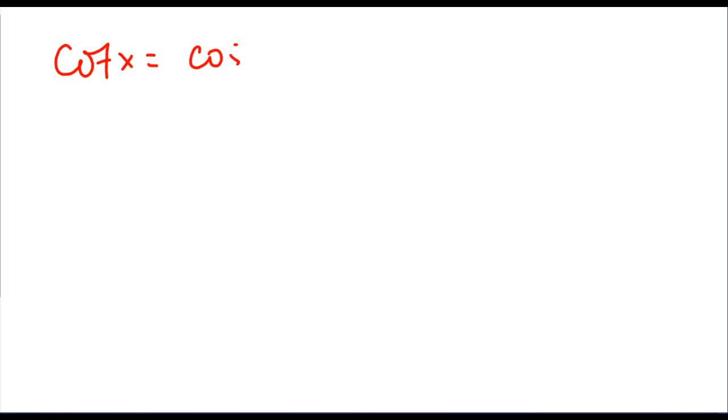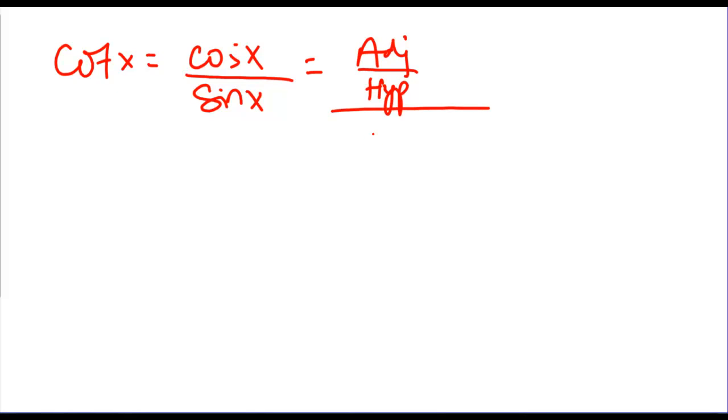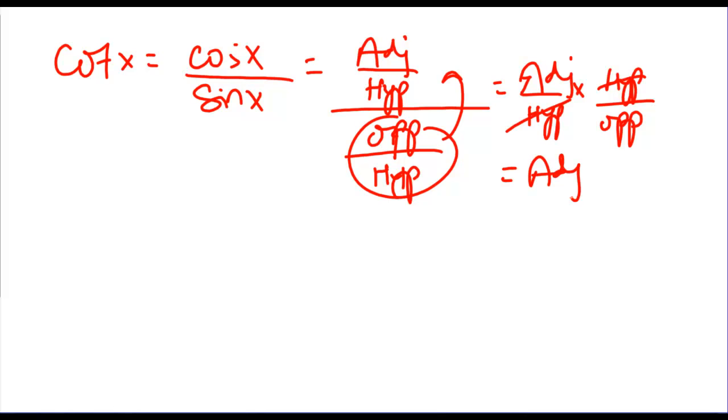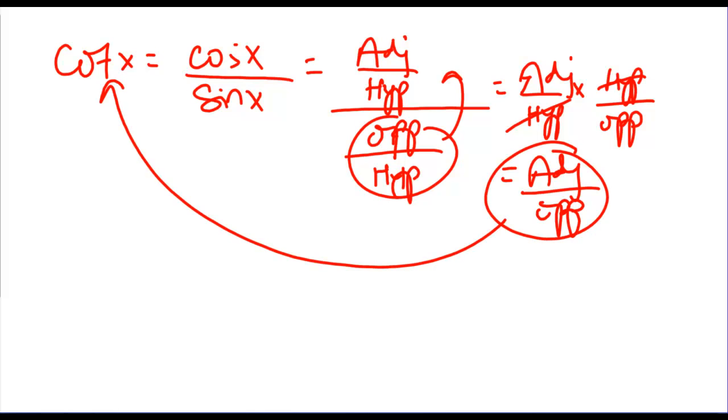Now similarly, we can do the same thing with the cotangent. We said it is equal to the cosine of x over the sine of x. Again, from the right triangle, this is adjacent over the hypotenuse, and the sine of x is the opposite over the hypotenuse. Again, I'll bring this up: adjacent over the hypotenuse times the hypotenuse over the opposite, multiplying by the reciprocal. Hypotenuse is gone. Adjacent over the opposite, which from our right triangle we know is the cotangent of x.